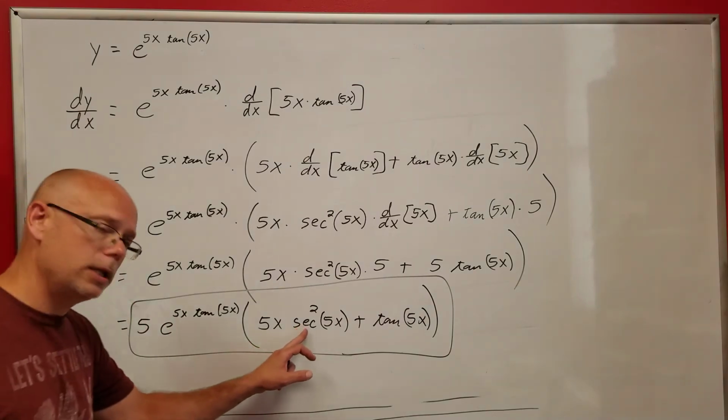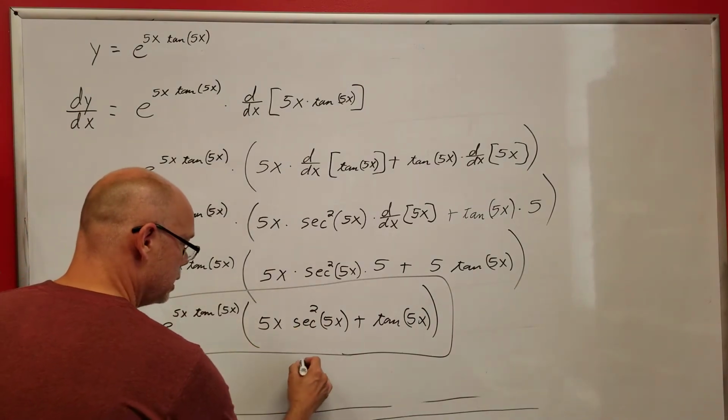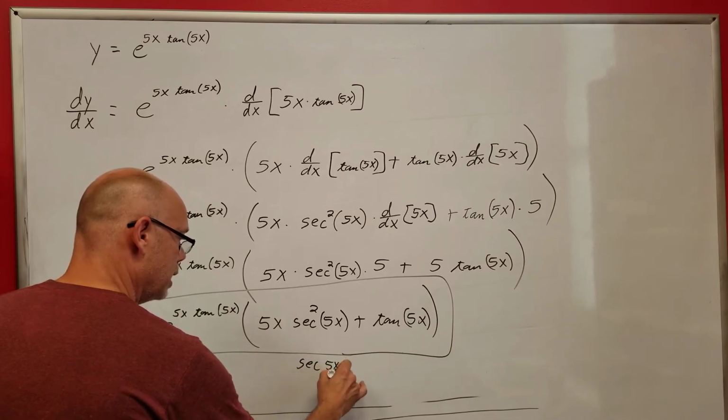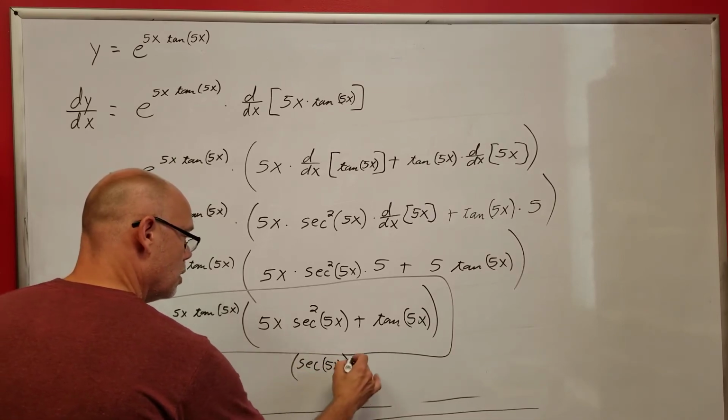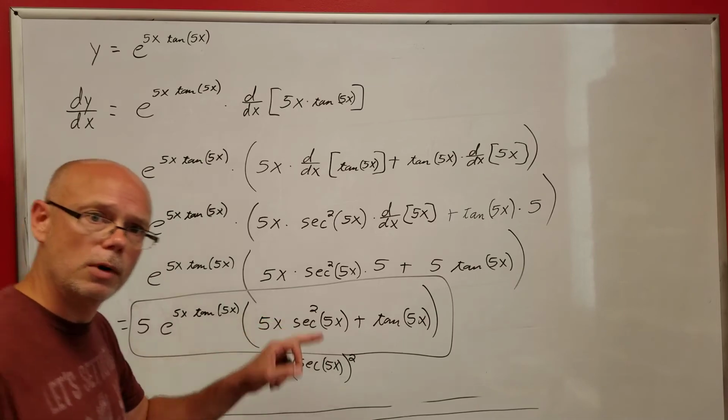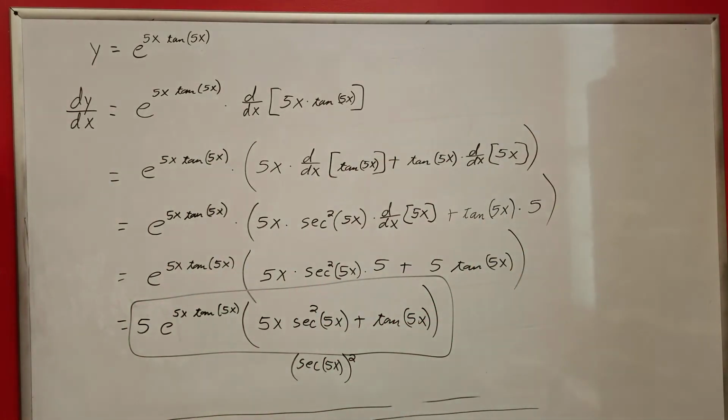Now remember, to input this into Wiley, you're going to have to put the secant of 5x like this, all quantity squared, because it won't let you put the square there. I can make sure I'm still in the shot.